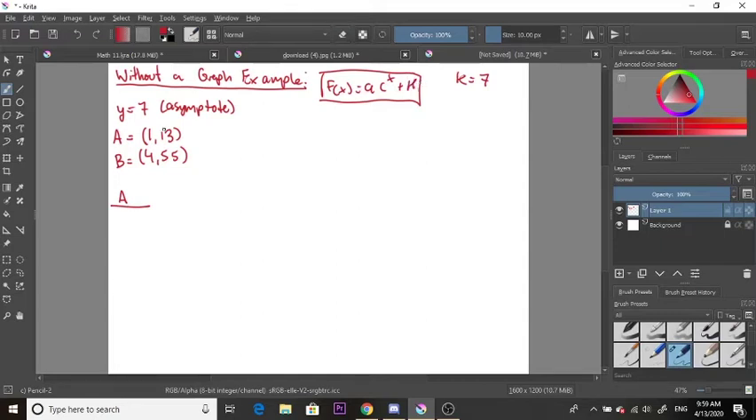So my first one is going to use points 1 and 3. So 13, I should say, is equal to a times c to the power of 1 plus 7. And then my equation B is going to be 55 is equal to a times c to the power of 4 plus 7.